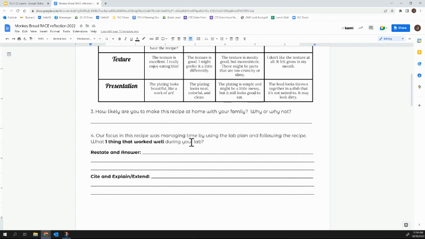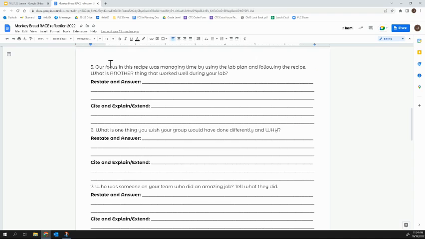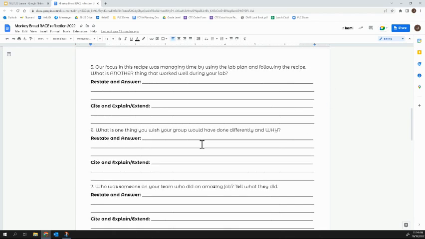What's one thing that worked well in our lab? Our focus was actually managing our time and using our lab plan in this recipe. So I want you to think about those things. You don't actually have to include this sentence in your reflection, okay? But what's one thing that worked well during your lab? Number 5, I want you to focus what's another thing that worked well during your lab. Okay, so you're writing about 2 good things.